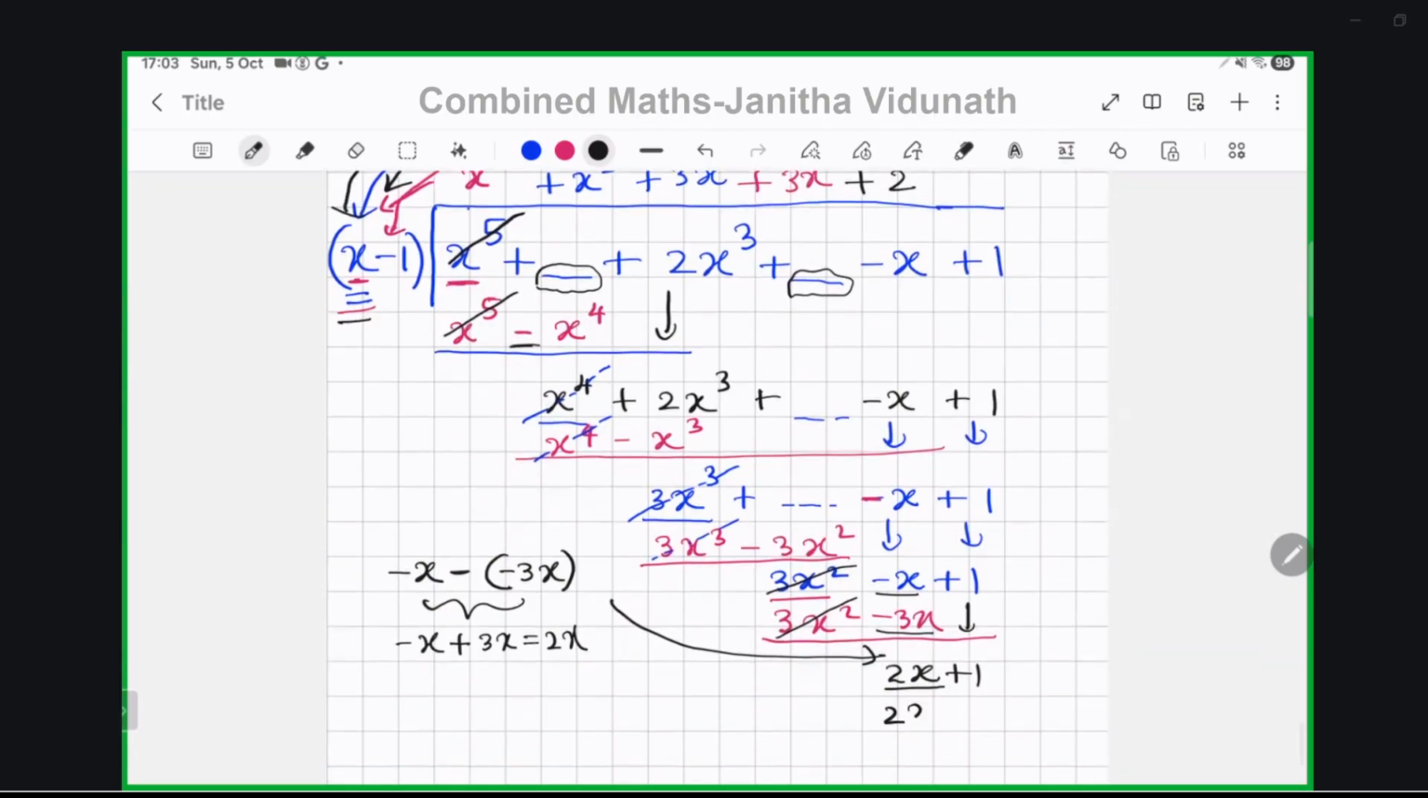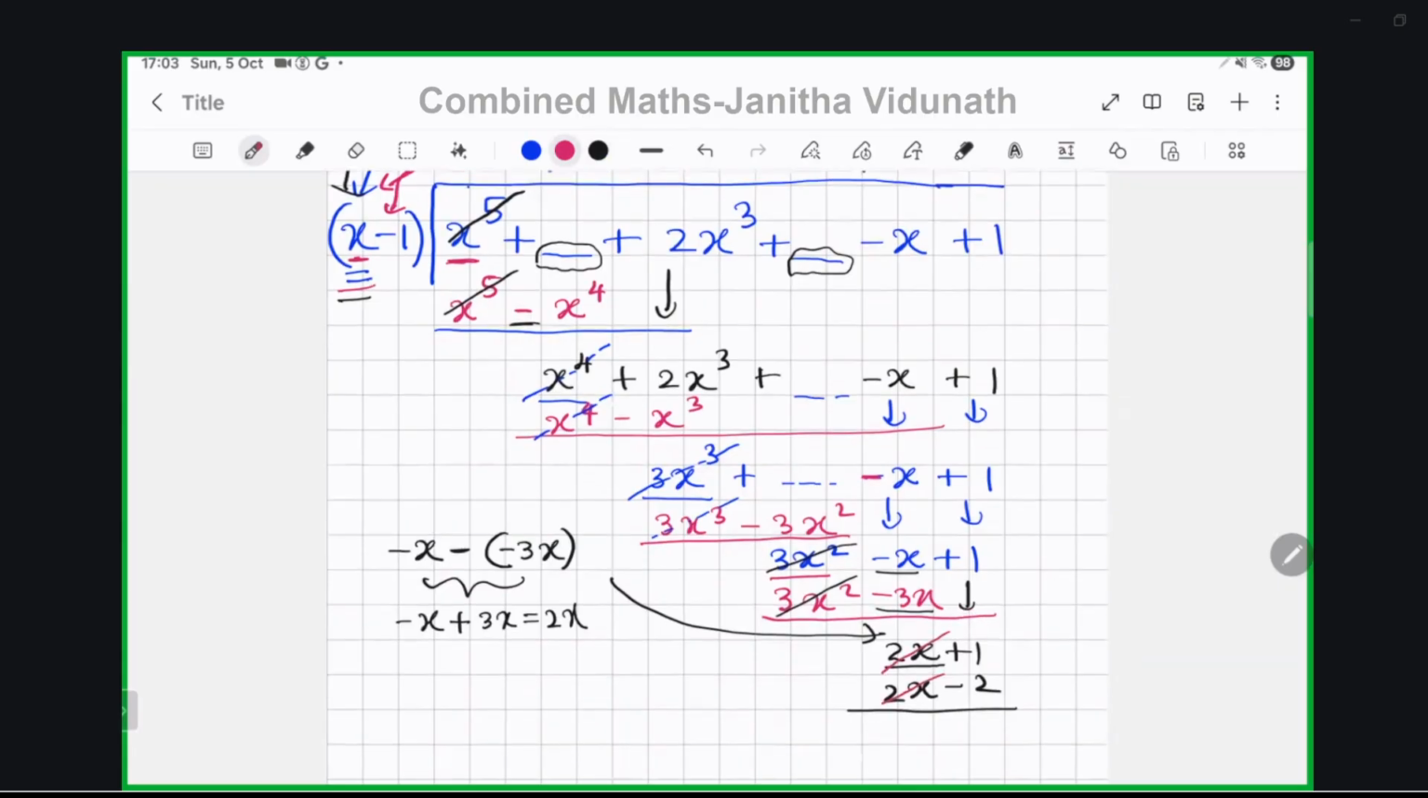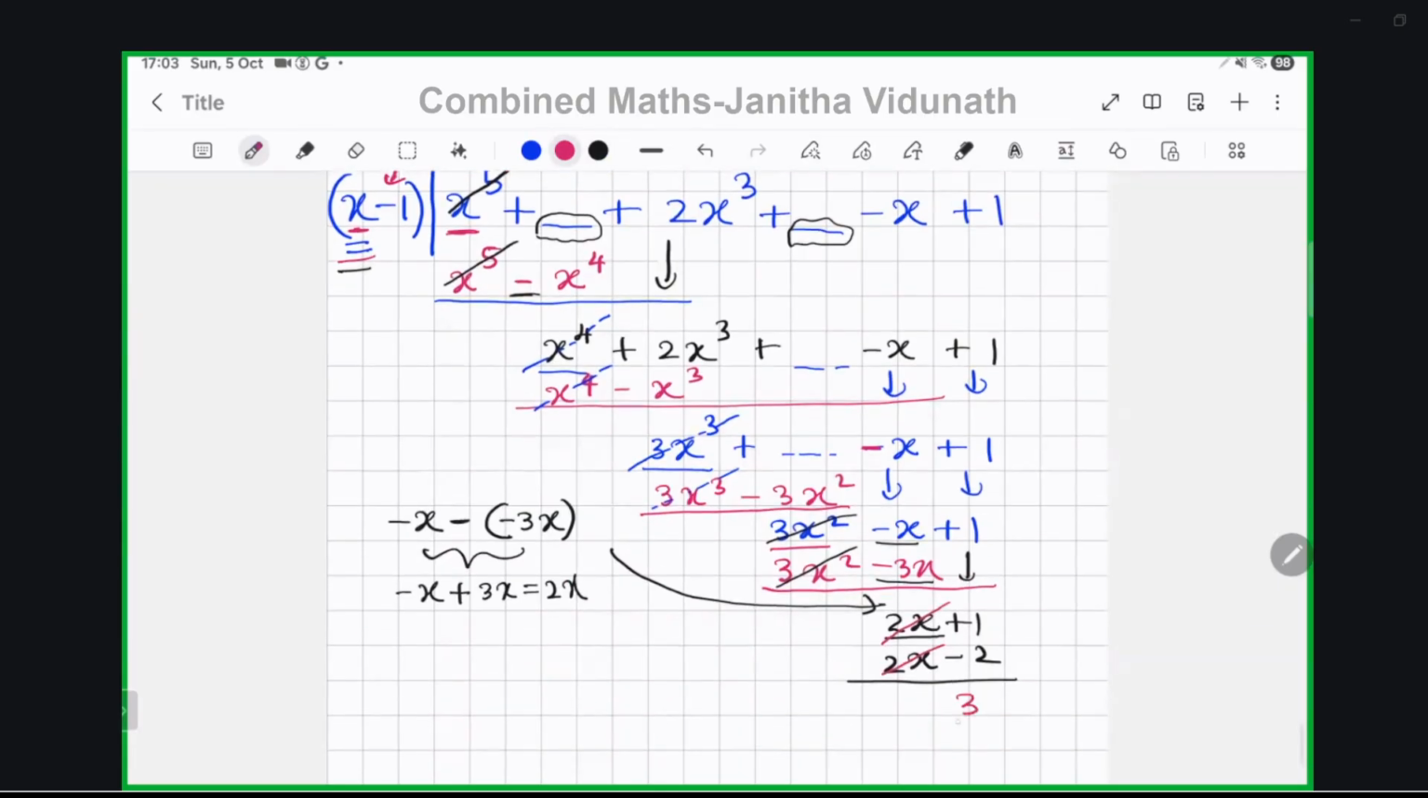Then we will have 2x minus 2. Then we need to subtract those two terms. Then 2x will cancel out. 1 minus minus 2 will give 3.